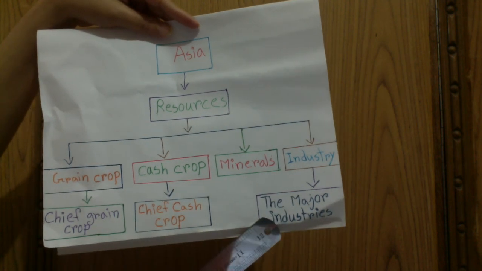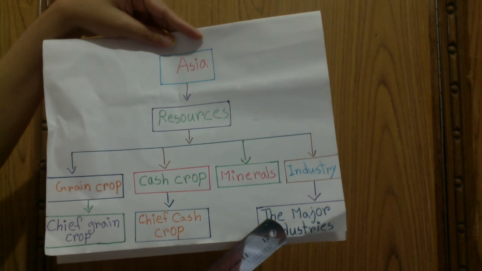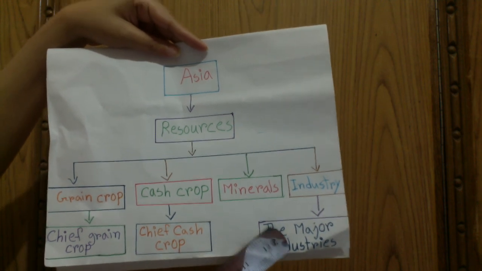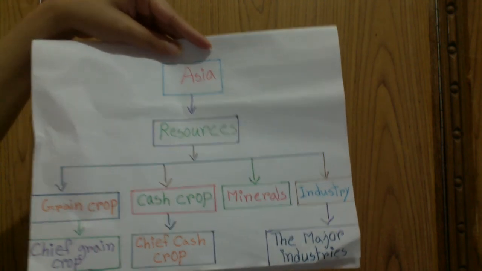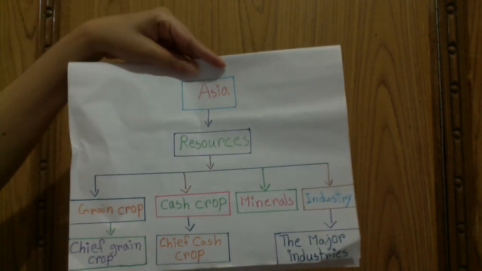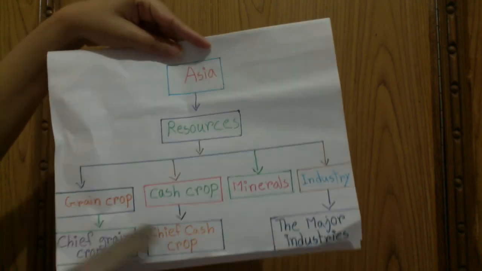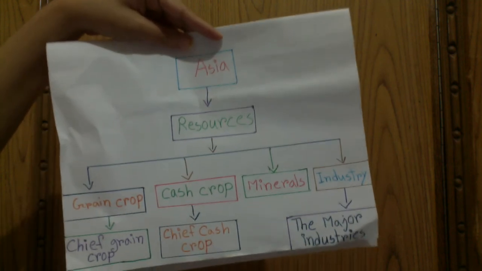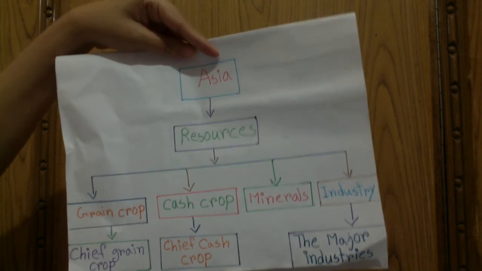The names of some major industries: iron, steel, cotton, paper, jute, etc. These are the names of the industries. So here we have discussed the resources of Asia. After finishing this, I will give the lecture sheet.